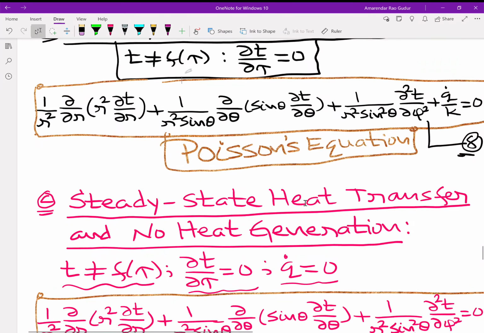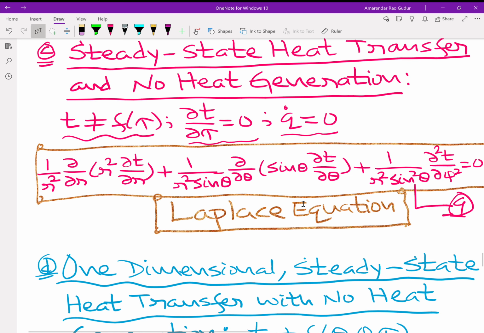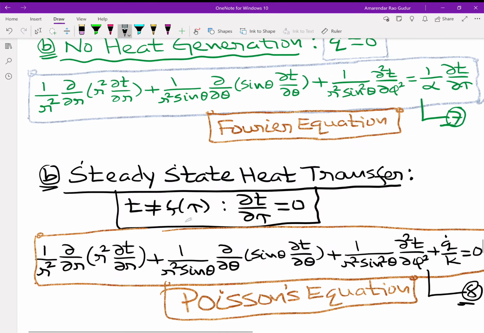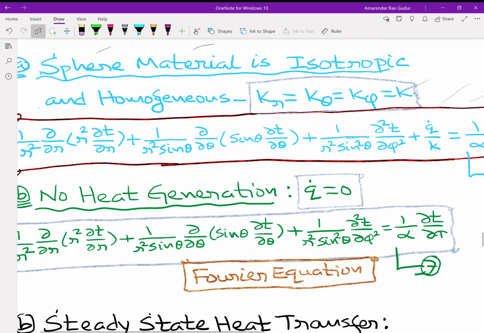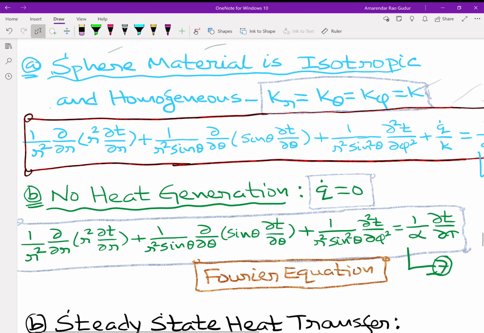Then we can have a blend of both steady state and no heat generation, resulting in the first 3 terms equal to 0. R conduction plus theta conduction plus phi conduction is equal to 0, and this equation is known as the Laplace equation. So like this, this particular equation can be subjected to a variety of assumptions, resulting in the governing differential equation for those conditions.